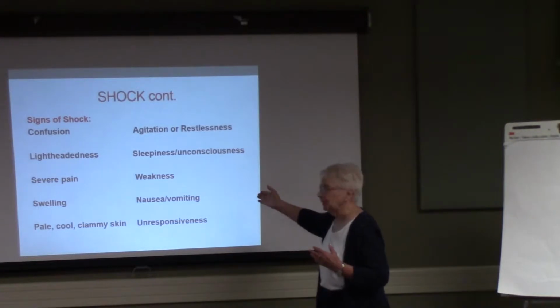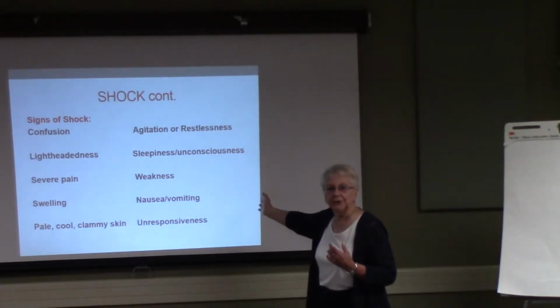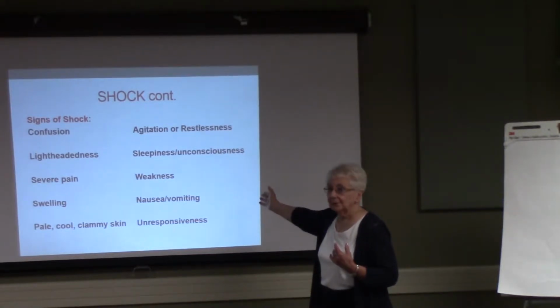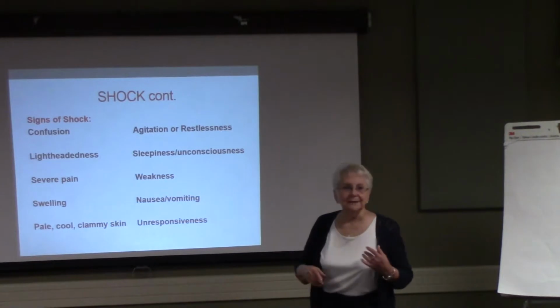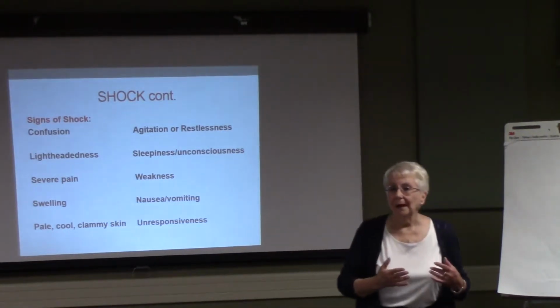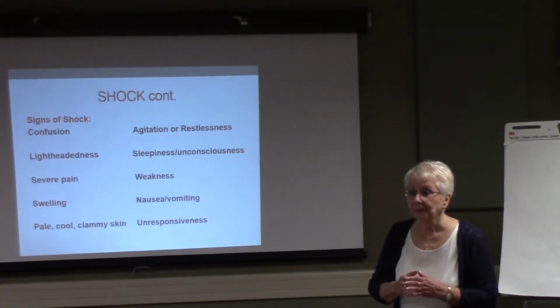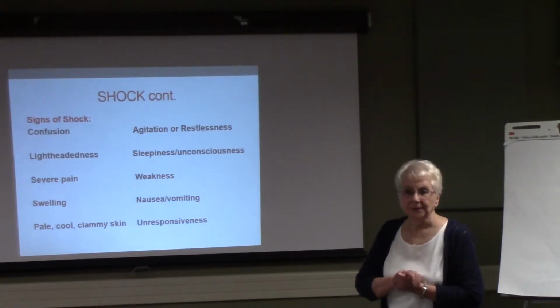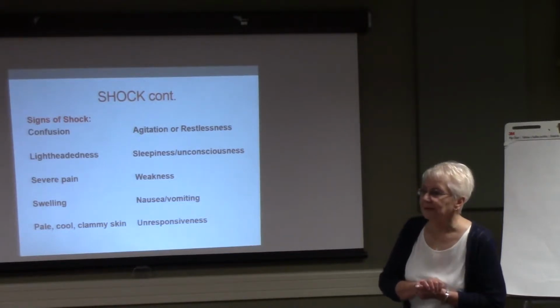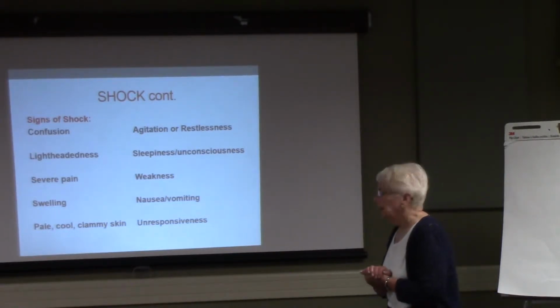Nausea and vomiting with neurological things, very common. Bump on the head, a concussion, you get nauseated. Pale, cool, clammy skin, and when I say cool, I mean ice cold. If you have somebody whose skin starts feeling just really icy, but they're still sweating, that's pale and cool.